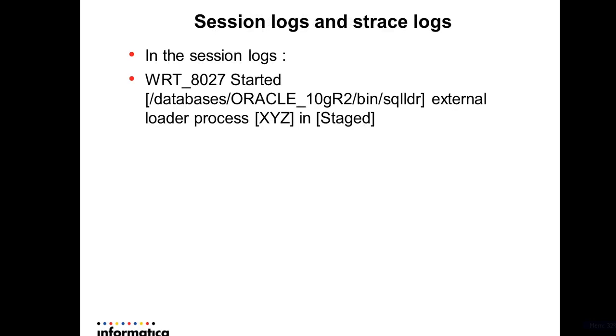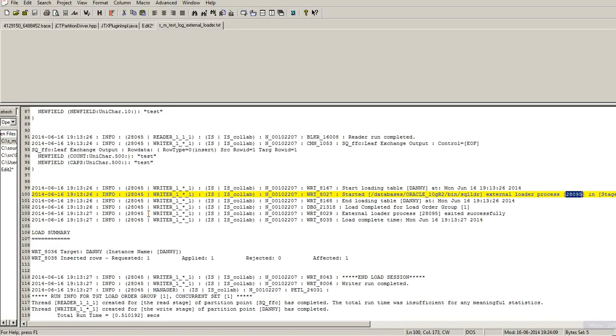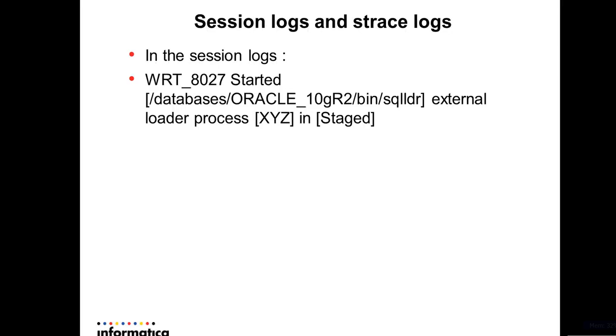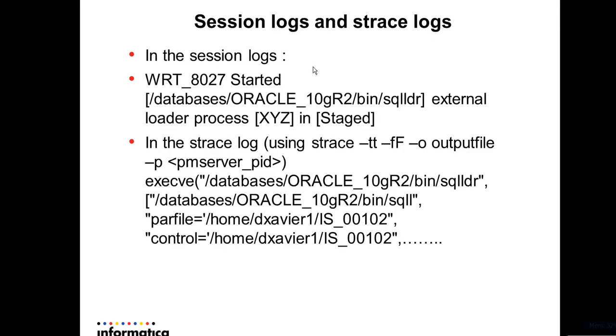In the session logs, typically one can expect a message which is WRT_8027. A sample would be like seen here. Over here it says that it starts an external loader with process ID 28095, and this process ID is for the external loader, whereas the PMDTM's process ID is 28045.